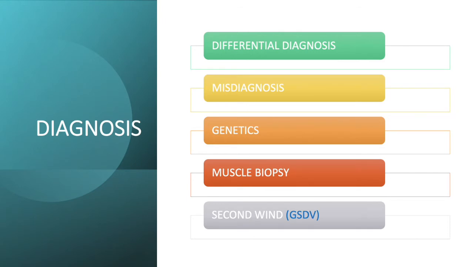The next section moves on to diagnoses. We begin with differential diagnoses, and the hope is to be able to lower the age of diagnosis, as there currently is a median diagnostic delay of approximately 29 years for GSD5. I do have a differential diagnosis flowchart, which is on the next slide that I will show everybody.